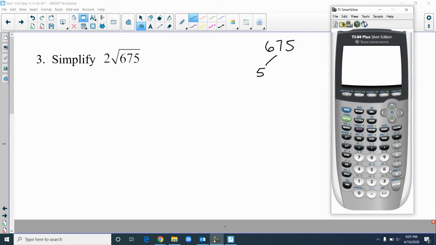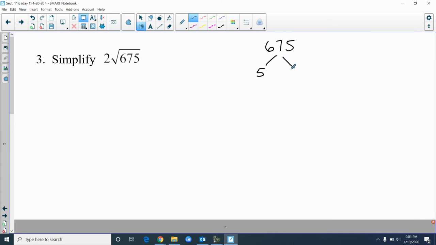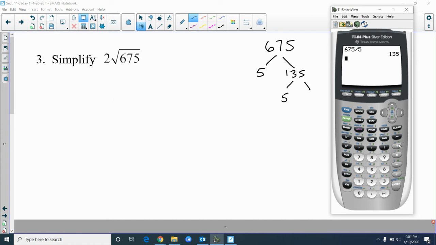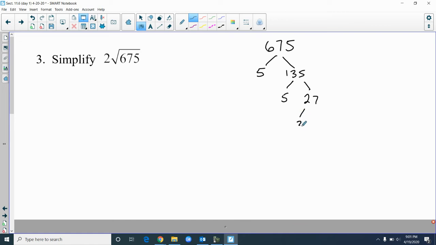675 divided by 5 gives me 135. Well, 135 ends in 5, so it has to be divisible by 5. If I divide that by 5, I get 27. 27 is 3 times 9. 9 is 3 times 3. So underneath the square root, I have 3 3's, and then I have a pair of 5's. The buddy system works here. You've got to have a pair of each. You got a pair of 3's and a pair of 5's.